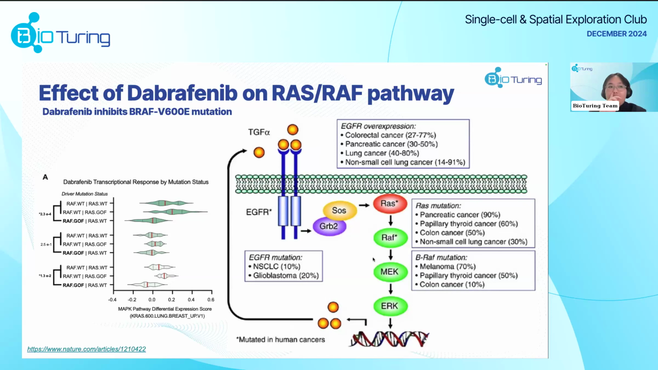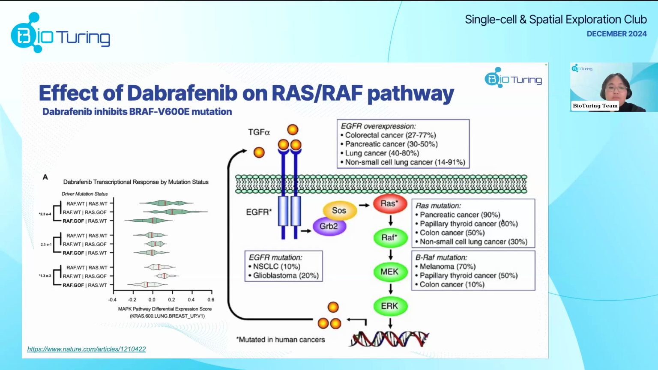Okay. So to understand how this drug works, we need to consider the RAS-RAF pathway first. This is the MAPK pathway, the famous one. It is a very famous signaling cascade that controls cell growth, proliferation, and survival of the cells, and is frequently dysregulated in cancer, making it a common target for therapies.